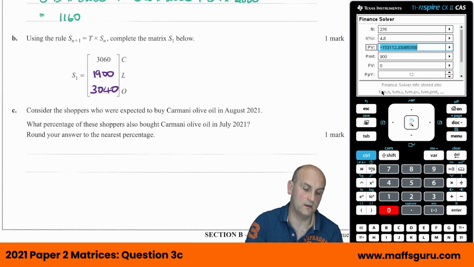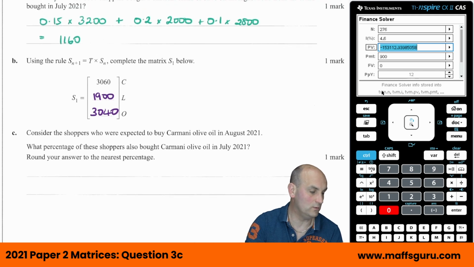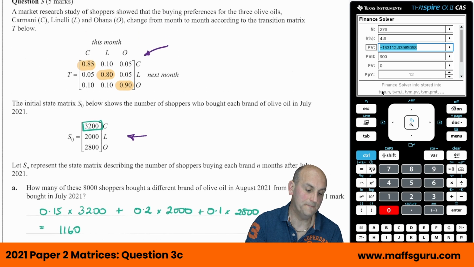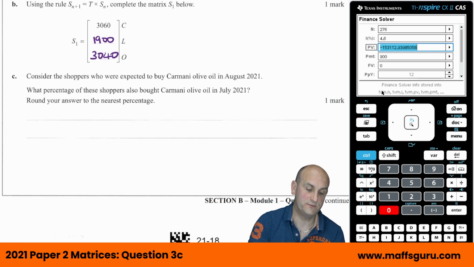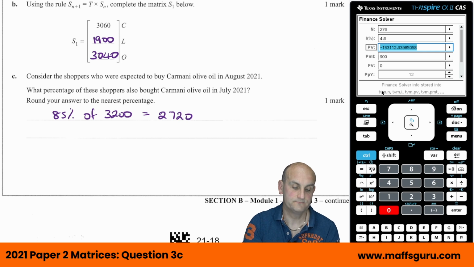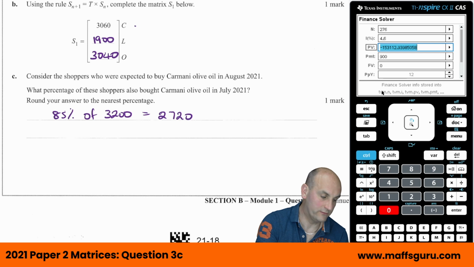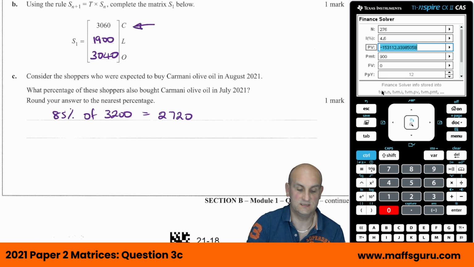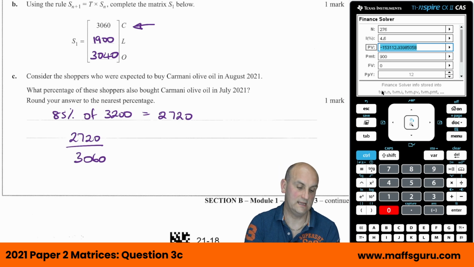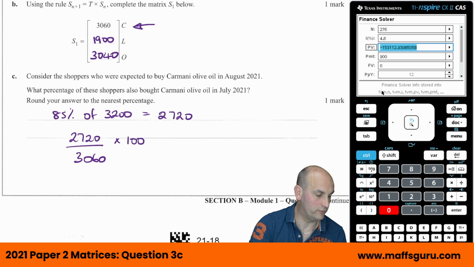Consider the shoppers who were expected to buy Carmani olive oil in August. What percentage of these shoppers also bought Carmani olive oil in July? In July, 3,200 people is what we started with. 85% of those would have stayed. 85% of 3,200 gives 2,720, the number of people who have stayed. But we found out that the new number of people was 3,060. So 2,720 out of those 3,060 would have also bought. When I multiply that by 100, I end up, to the nearest percentage, with 89%.